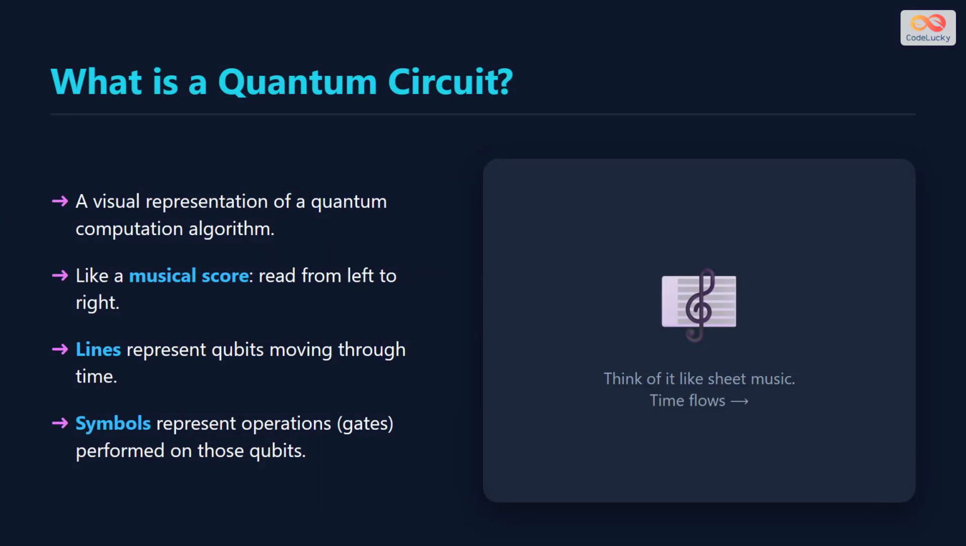So, what exactly is a quantum circuit? Think of it like a musical score for a computer. Just as a musician reads sheet music from left to right to know what notes to play, and when, a quantum computer reads a circuit diagram from left to right to know what operations to perform. The horizontal lines represent the quantum bits, or qubits, and the symbols placed on them are the instructions.